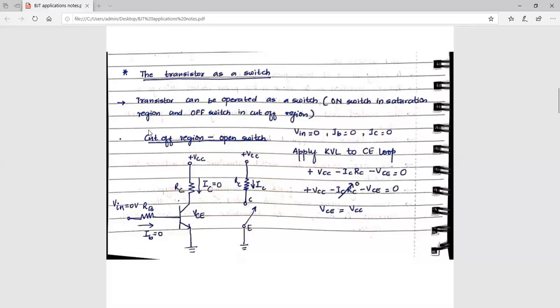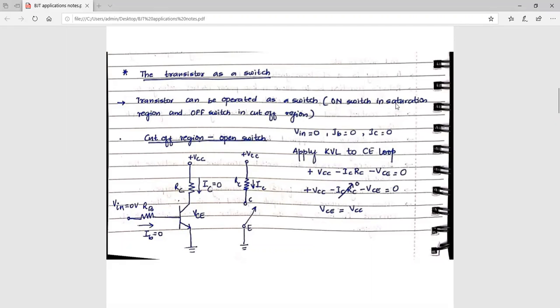Now, we know that the transistor can be operated as a switch. It operates as an on switch when it is in the saturation region, and it behaves as an off switch when it is in the cutoff region. Now, a quick summary of what the saturation region and cutoff region are.